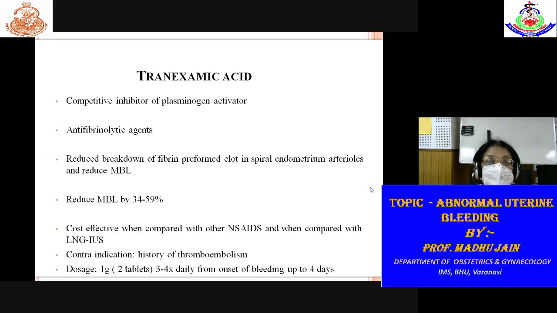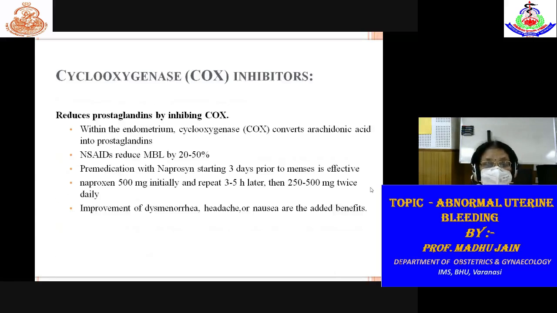The contraindication of tranexamic acid is only one: when there is already a tendency of coagulation, like antiphospholipid syndrome or a history of thromboembolism. The dose is 1 gram, that is 2 tablets, BD, TDS or QID, and it has to be given for 4 days till the patient has control of the bleeding.